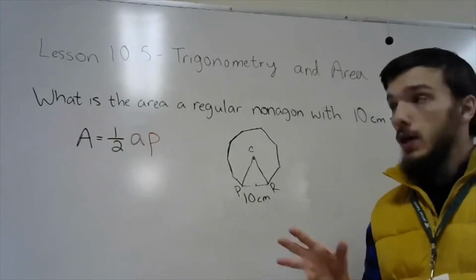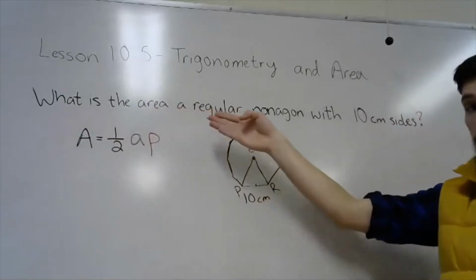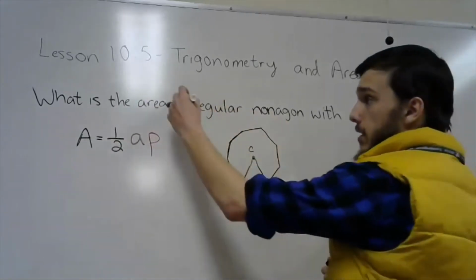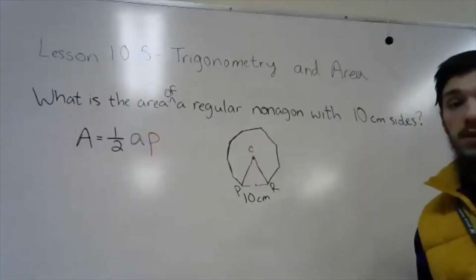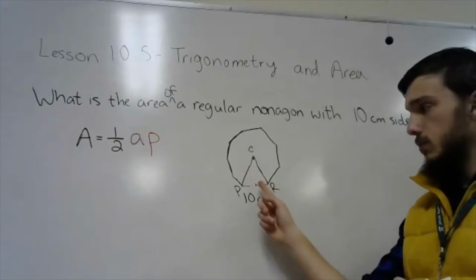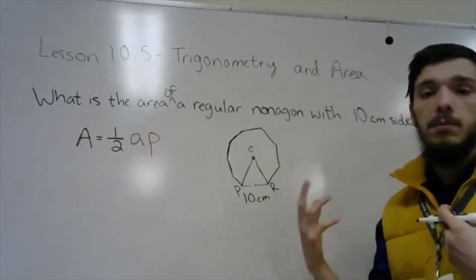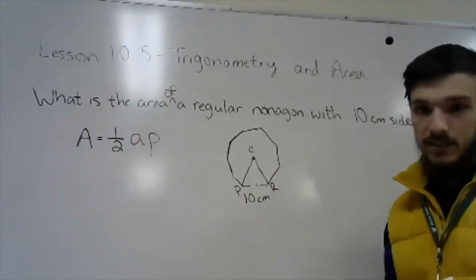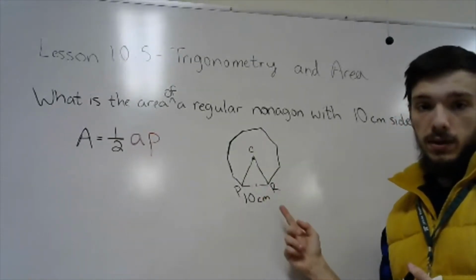Okay, so in our first example, we're asked, what is the area of a regular nonagon with 10 centimeter sides? To help us out, I drew a lovely nonagon, which means a polygon with 9 sides. And each side is 10 centimeters long.